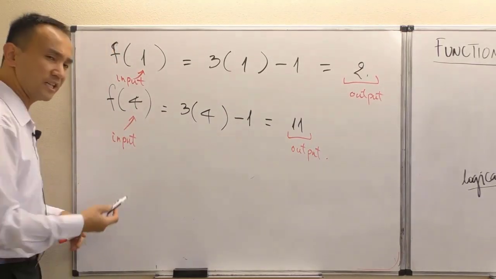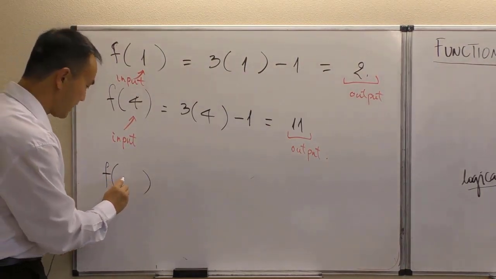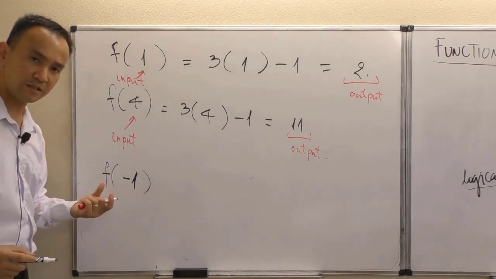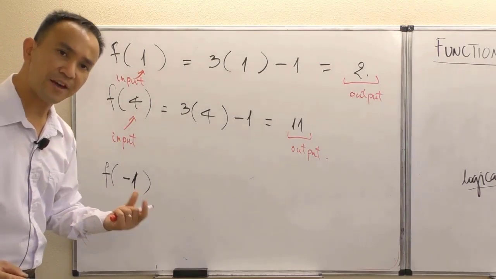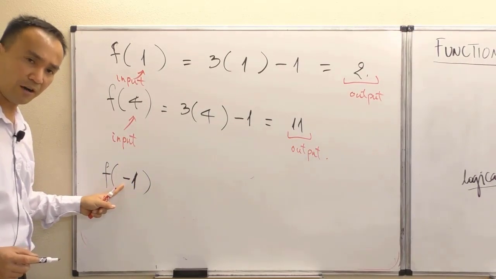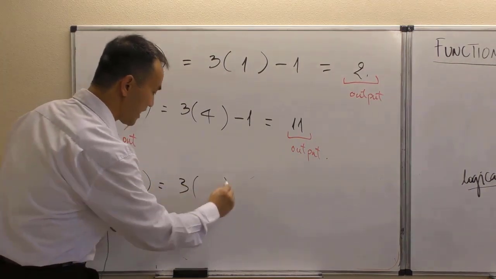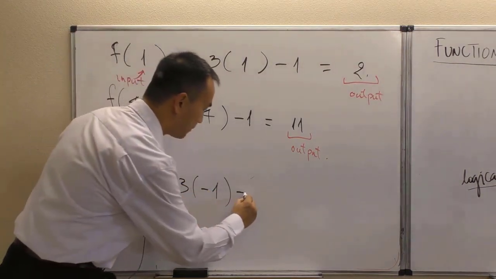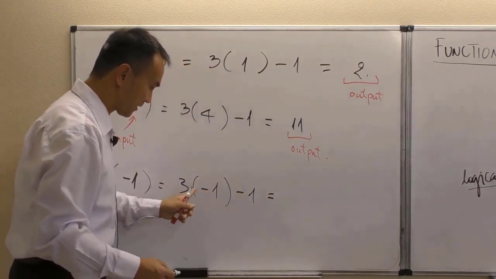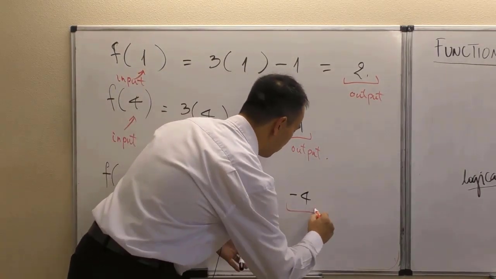Now instead of f of x, I can put in f of negative 1. We substitute the variable designated as the input with negative 1. So negative 1 is substituted for x. In my expression, instead of x, I write negative 1: 3 times negative 1 minus 1. By order of operations, 3 times negative 1 gives negative 3, and minus 1 makes it negative 4. So this is our output.